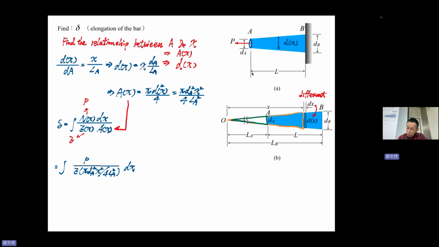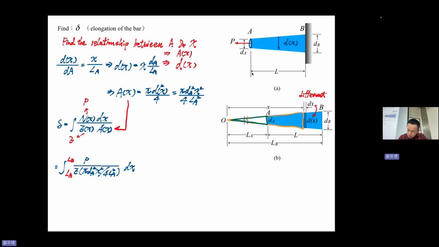Okay, there's a really important thing here because what we are going to integrate is this length, right? So it should be x is from here, right? The origin is here, but the actual integration path should be LA to LB. So we should be really careful. LA and LB. Okay.